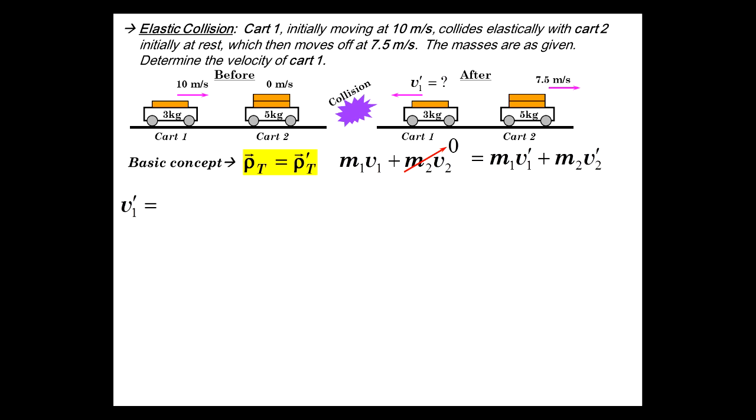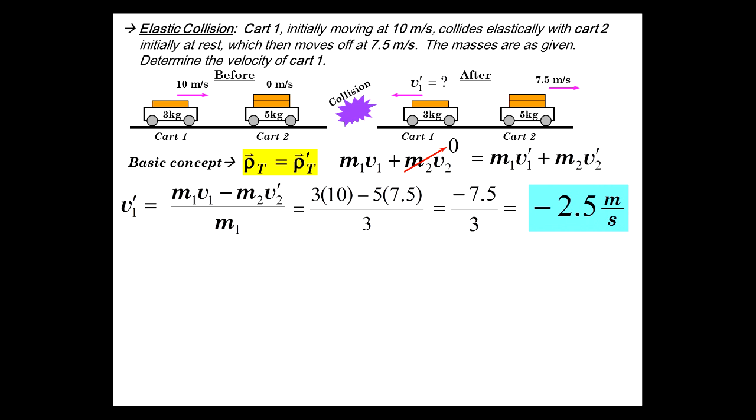So let's just go ahead and solve it algebraically right now. That part's easy. So we subtract this from this side. So v1 prime equals m1v1 minus m2v2 prime, over m1. And I think we have all the data. So 3 times 10, the plus and minus signs are real important now, minus m2v2 prime. It's going in the positive direction. Over 3, and out pops minus 2.5 meters per second.